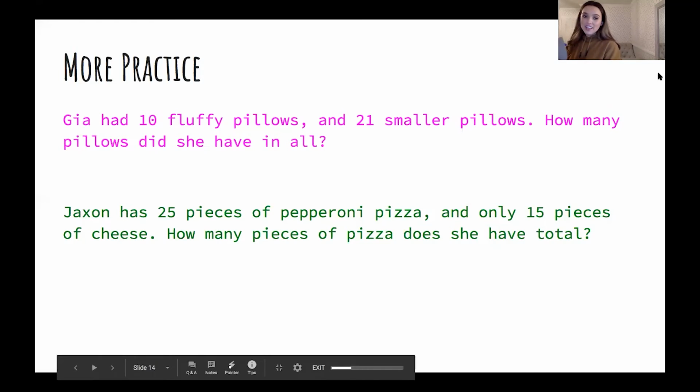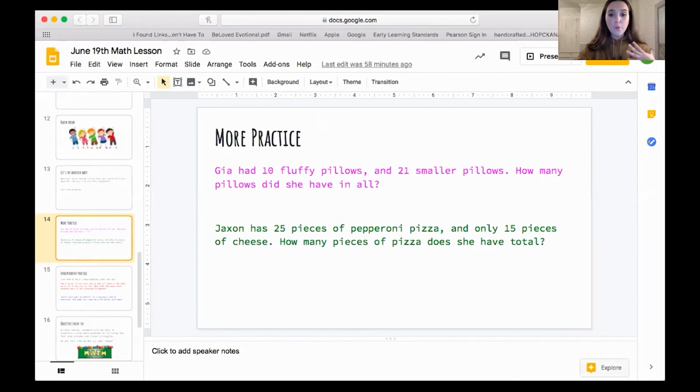So we've already done the problem about Gia, so let's look down at Jackson in the green. Jackson has 25 pieces of pepperoni pizza. Again, I would love to have 25 pieces of pepperoni pizza. I love pizza. And only 15 pieces of cheese. How many pieces of pizza does he have in total? All right, so we know that he has 25 pieces of pepperoni and 15 of cheese. So let's go ahead and start writing that out.